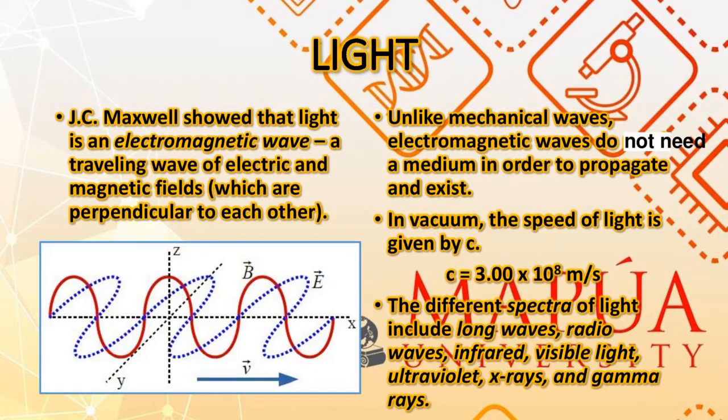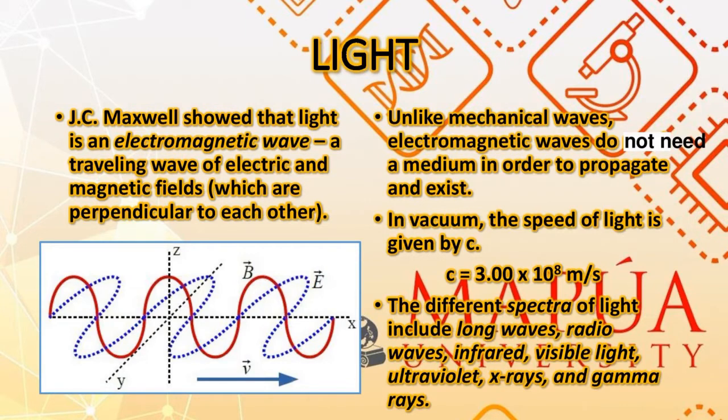Unlike mechanical waves, electromagnetic waves do not need a medium in order to propagate and exist. In vacuum, the speed of light is given by c, where c is equal to 3 times 10 to the 8th power meters per second. Light does not need a medium in order to travel, but it can travel through different media, and through different media, the light has different speeds. But in vacuum, the speed of light is constant at 3 times 10 to the 8th power meters per second.